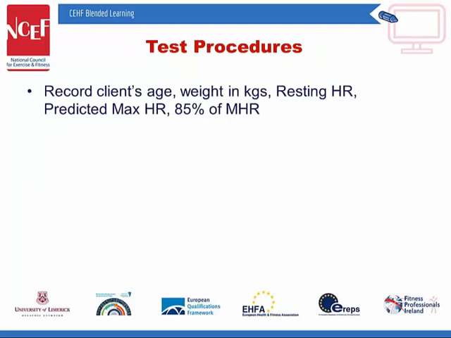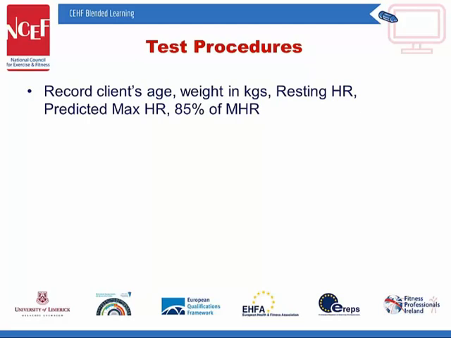The test procedures then. Well, first of all, before you put the client on the treadmill, record the client's age, their weight in kilograms, their resting heart rate, predicted maximum heart rate and 85% of maximum heart rate. Going back to one of the earlier lessons, we will remember how to get maximum heart rate. We subtract the age from 220 and we learned how to get 85%.